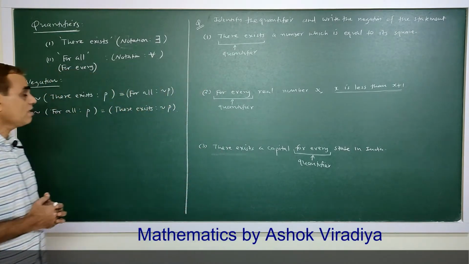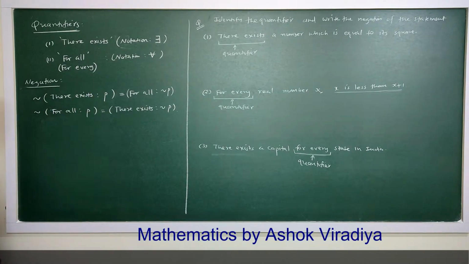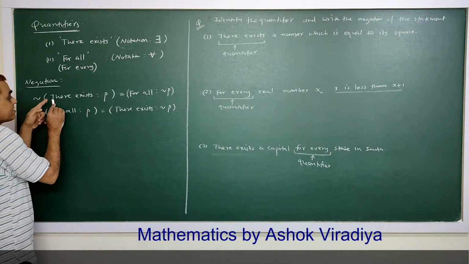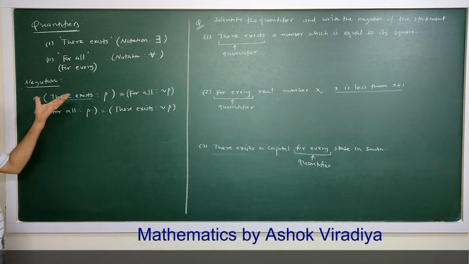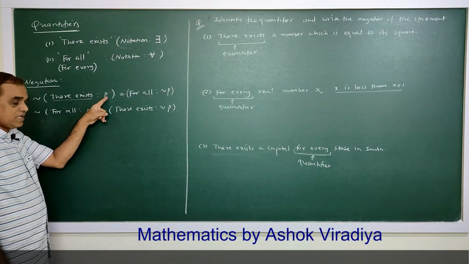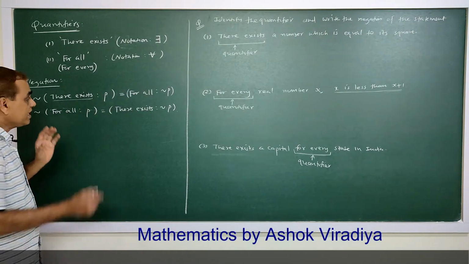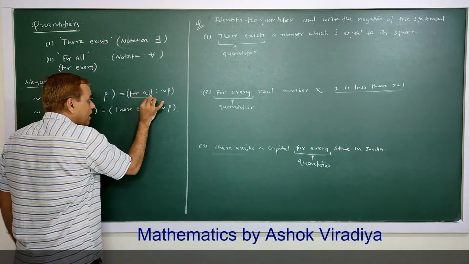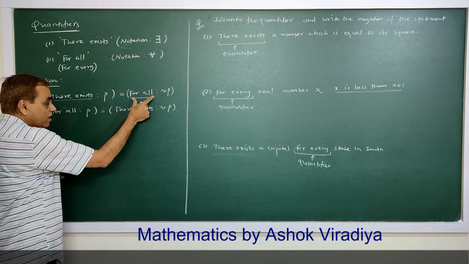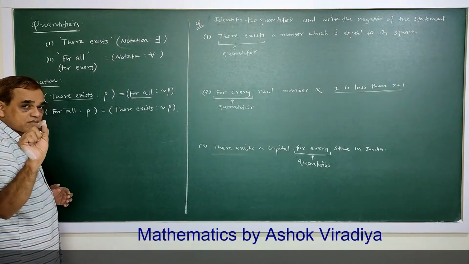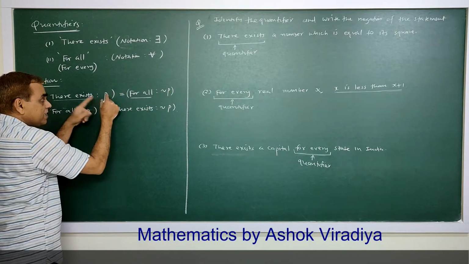Now, how to write a negation? This is the rule for negation. Any statement having the quantifier "there exists P", its negation will begin from "for all". Negation of "there exists" is "for all", then make the denial of P inside. So here, this is P, put here the denial of P.